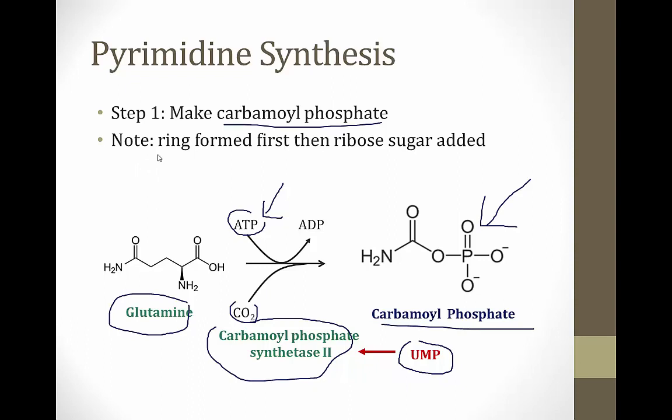Another item you should note here is that in pyrimidine synthesis, the body synthesizes the ring first and then adds the ribose sugar, and this is the opposite of purine synthesis where the ribose sugar is synthesized first.